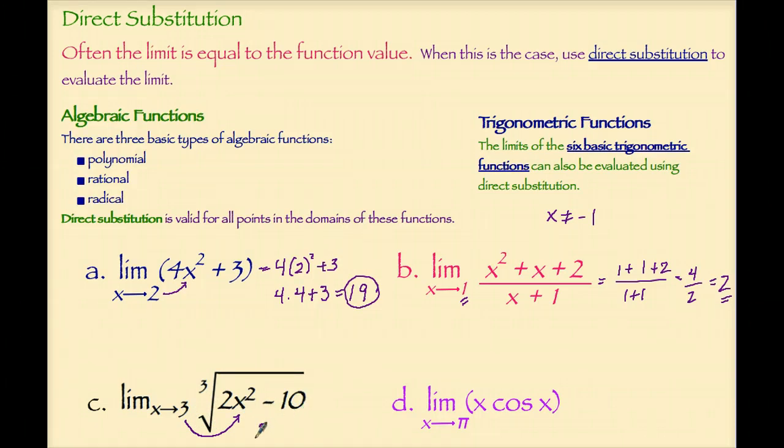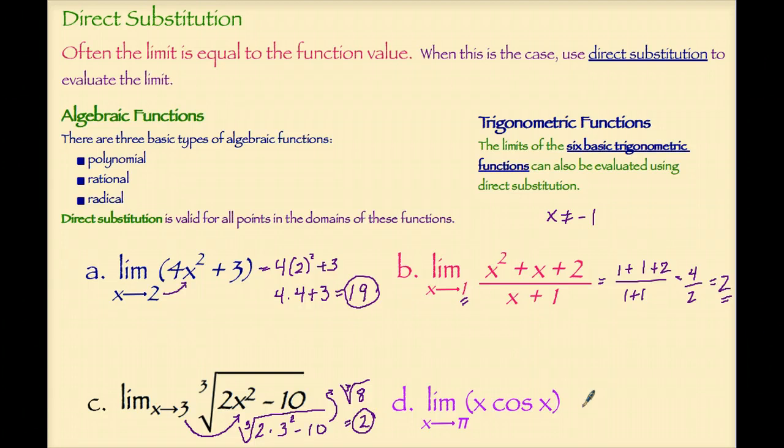That's going to give us 2 times 3 squared minus 10. Of course, we're taking the cubed root of this quantity. 3 squared is 9 times 2 is 18. Minus 10 gives us the cubed root of 8, which of course is 2. And that is your limit.